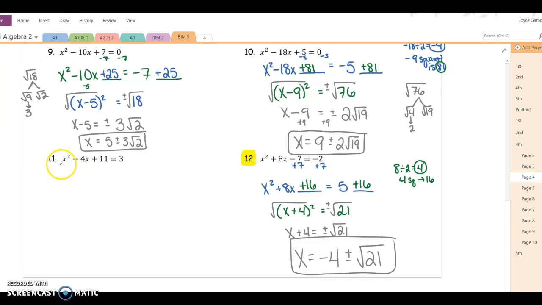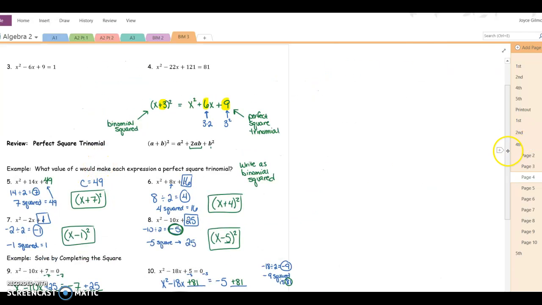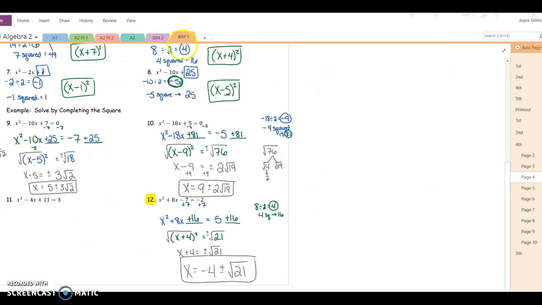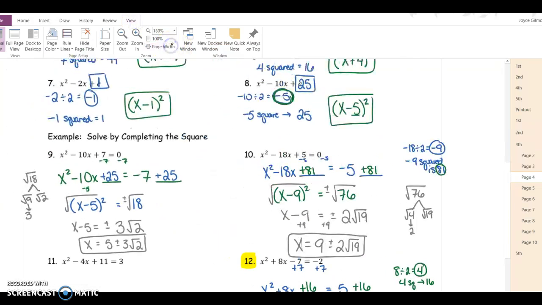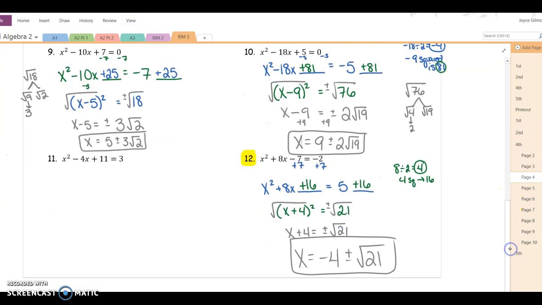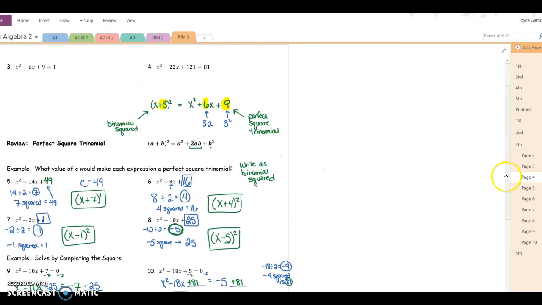If I asked you to factor x squared minus 4x plus 11, there's no pair of numbers that multiplies to give you 11 while at the same time adding up to negative 4. So that 11 is problematic. Subtract 11 on both sides.